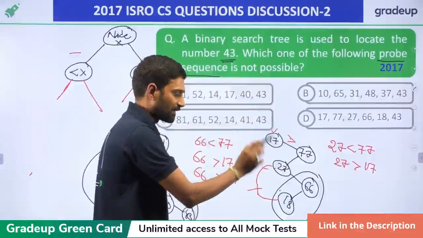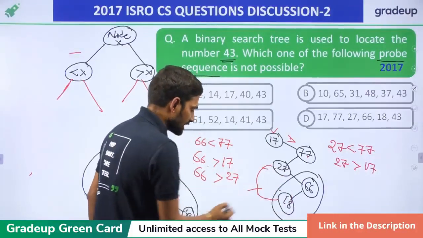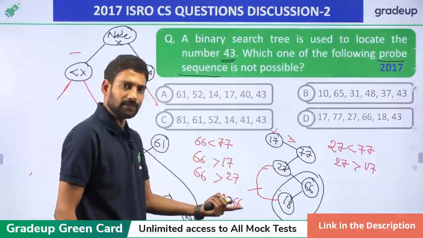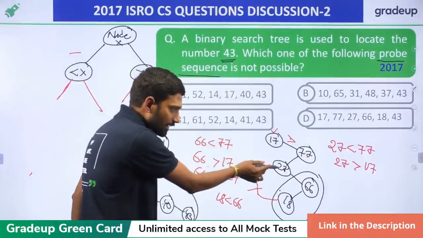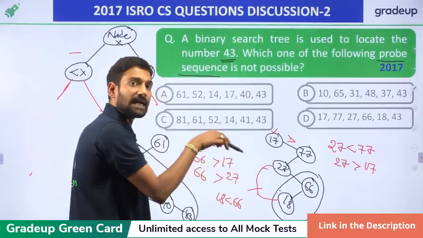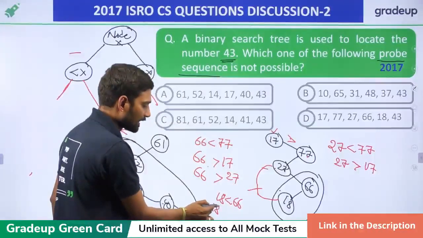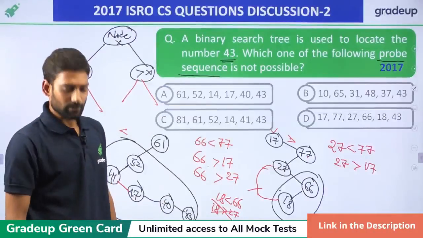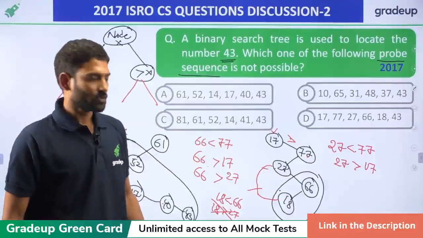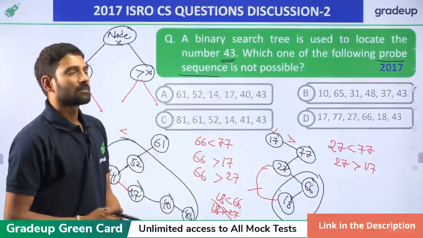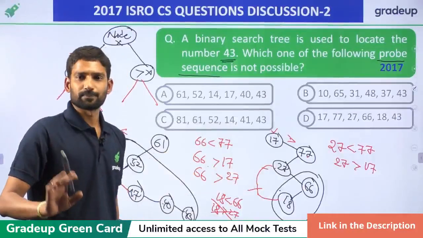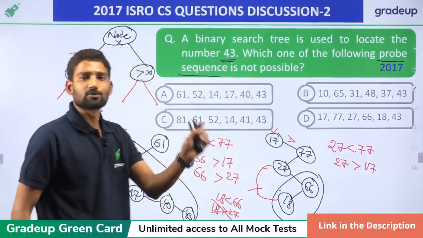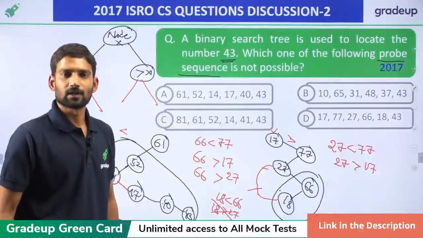Like that, 66 satisfied. Now 18 if you take, 18 is less than its parent 66. But what is 18's grandparent? 27. Right? It is towards what side of the grandparent? Right side. That means 18 should be greater than 27. Is it? No. So it is not forming a valid binary search tree. So this sequence can't locate the number 43. Here itself it stops. If you do this input for a program, with 18 itself it will stop. It can't locate 43. Okay?